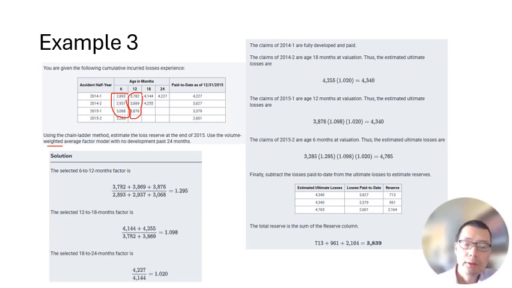Finally, subtract the loss paid to date from the ultimate loss to estimate the reserve. The loss paid to date is already given in the example, and we already calculated the ultimate loss. The reserve can be calculated to be 3839.